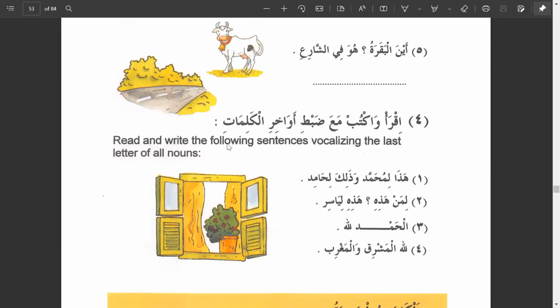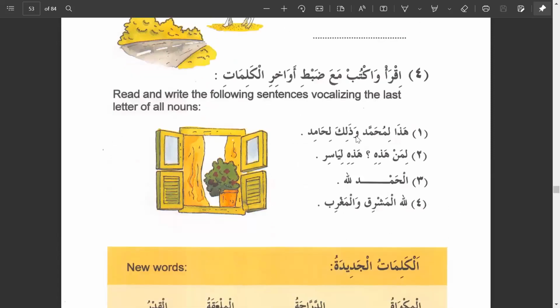Okay. Now read and write the following sentences vocalizing the last letter of all nouns. So the last letter you need to vocalize. Hadha li Muhammad. Li is a harf jar. Then li Muhammadin. There's no reason for it to be light. A masculine Arabic name is always heavy. Muhammadin. Okay.